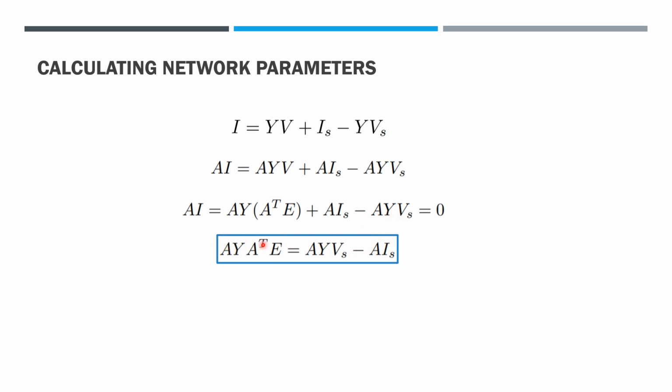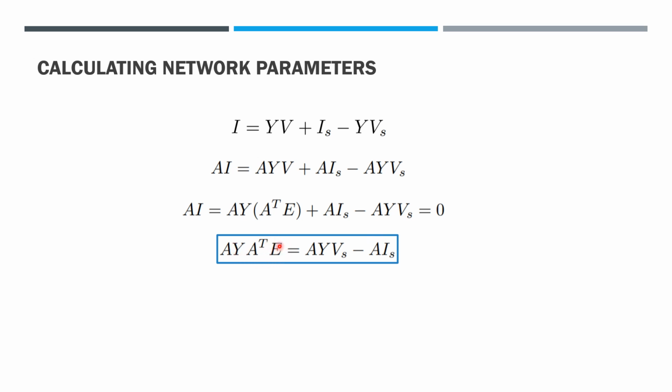In this equation, all the matrices except E are known. We know the values of matrices A, Y, Vs and Is. So from these matrices, E can be calculated. E is the matrix of nodal voltages. Okay, so from this equation, we can calculate nodal voltages.